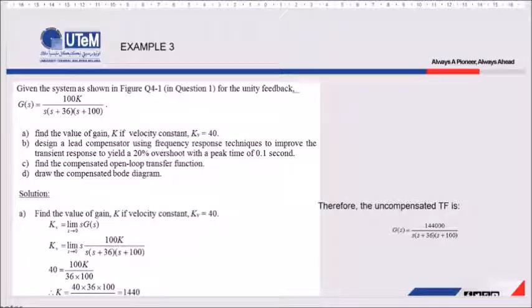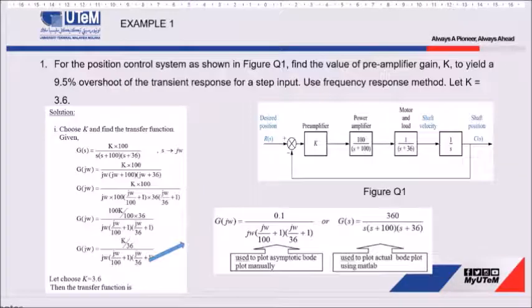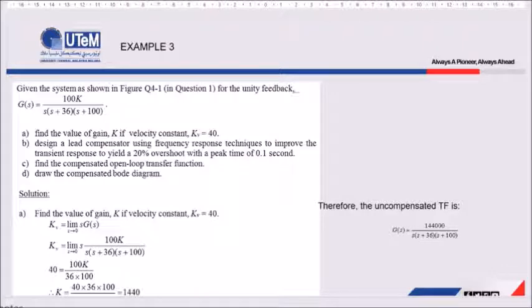Given the system as shown in figure question 1.4, for the unity feedback, G(s) equals 100K divided by this denominator. Find the value of K if velocity constant Kv is equal to 40. Then design a lead compensator using the frequency response technique to improve the transient response to 20% overshoot and peak time of 0.1 second. Next, find the compensated open loop transfer function.